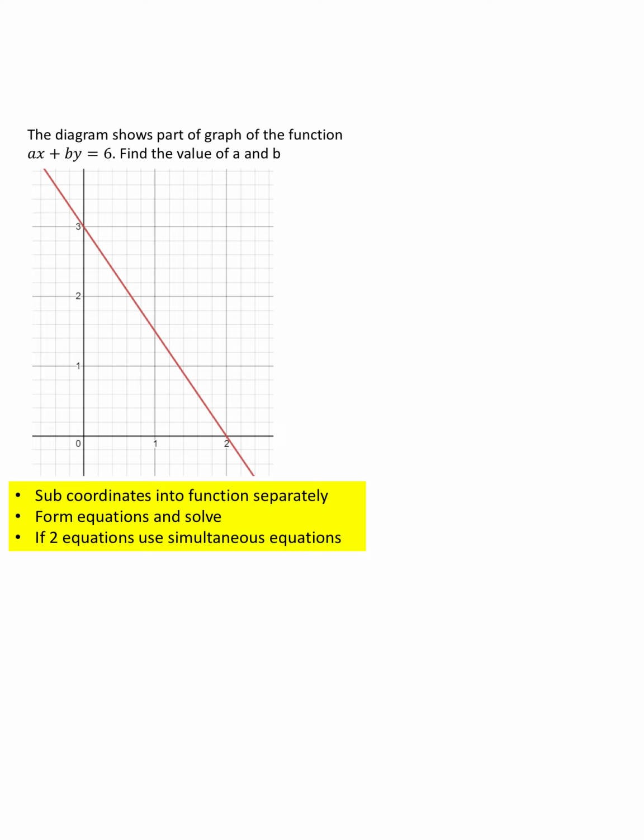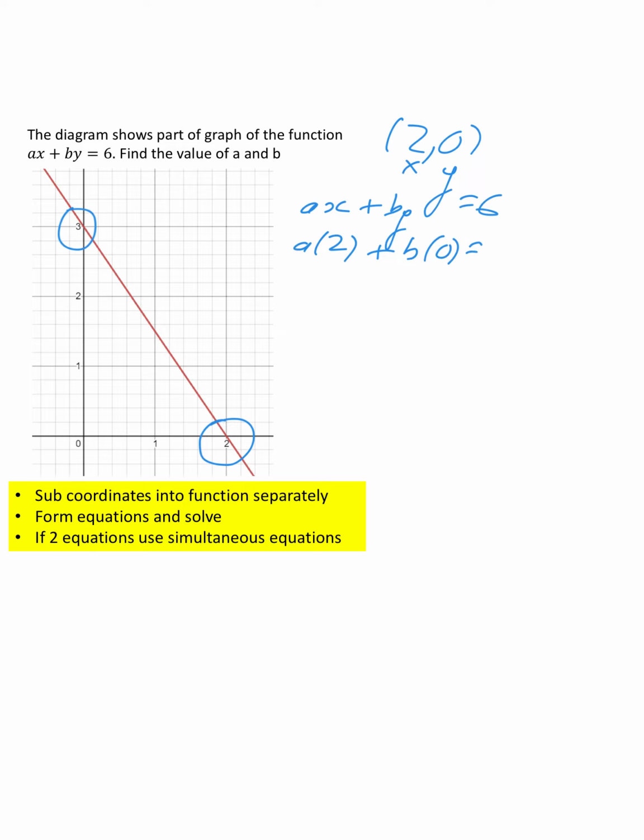Okay, so I can see there (2, 0) and (0, 3). So let's put these into our function. So (2, 0), x is 2, y is 0. We have ax plus by equals 6. So x is 2, so we'll have a times 2 plus b times y, which is 0, equals 6. So 2a equals 6, a equals 6 over 2, a equals 3.